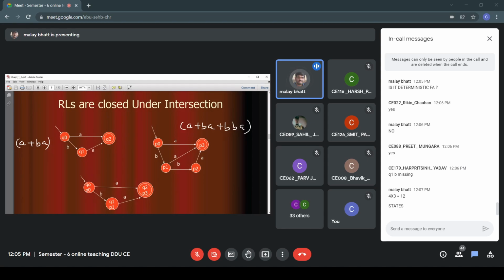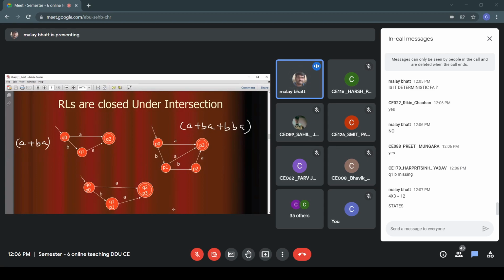Now similarly from Q1, P1 state, B is missing. But because it is intersection, we are not worried about it, because intersection will only give the elements which are present in both the languages. So this will be a very simple diagram with 3 states. You don't have to go for all the outgoing arrows, right? It is not required. You can see we are only considering 3 arrows.